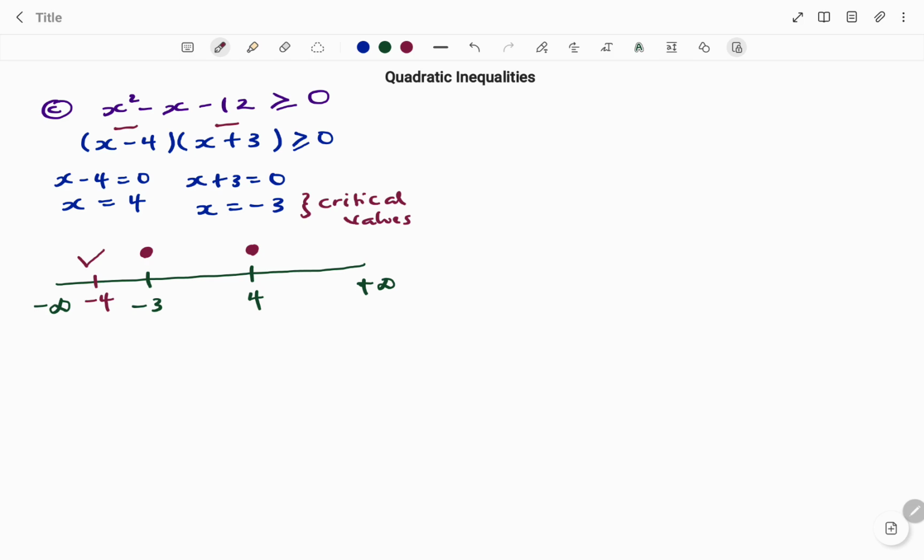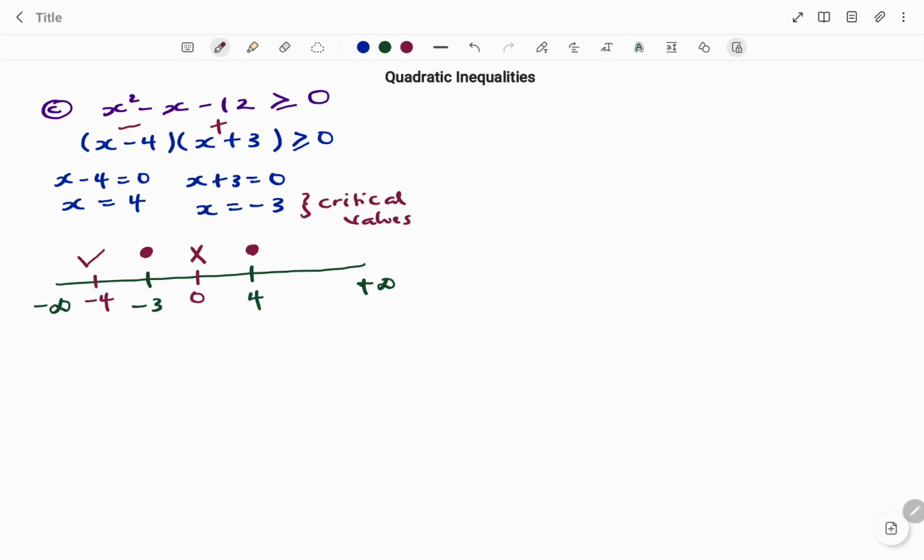The next step is to test numbers between negative 3 and 4. If I'm testing 0, for example, and I go back to my inequality, 0 in the first bracket will give me a negative value, that's negative 4. 0 in the second bracket is going to give me a positive value, such that minus times plus gives minus, which is a value less than 0, not greater than 0. So therefore, for values between negative 3 and 4, the inequality is not true.